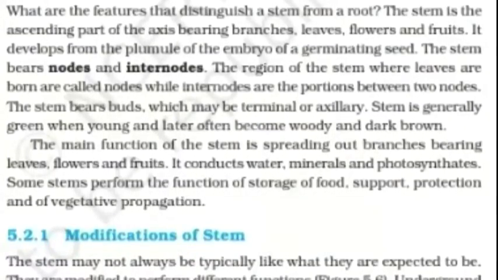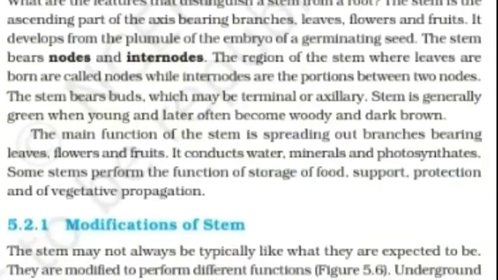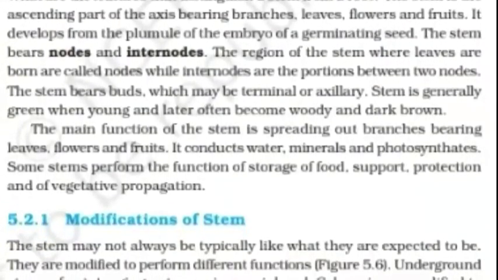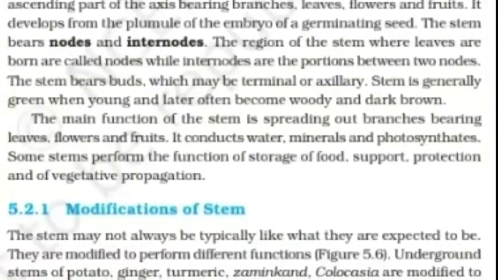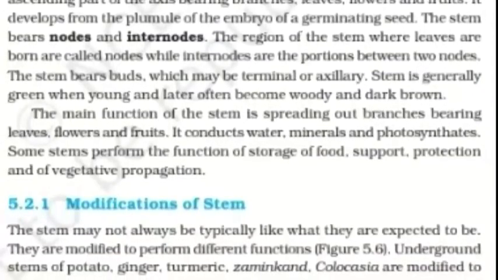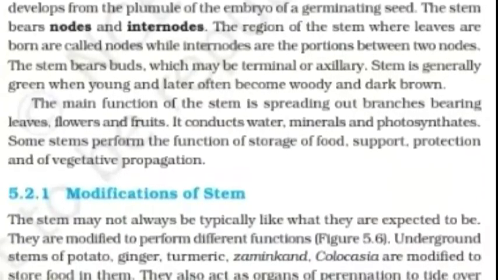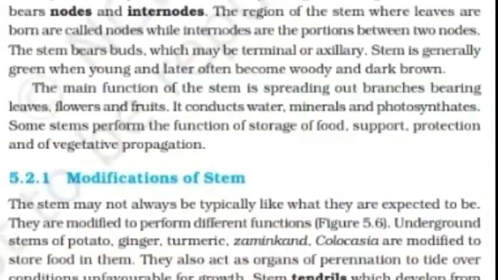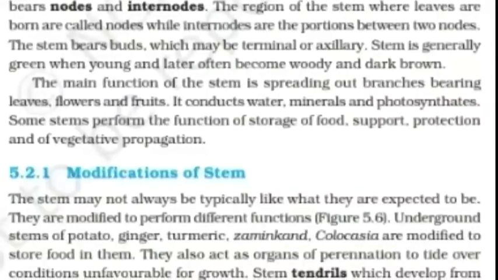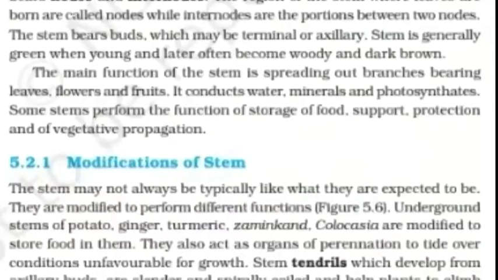The stem bears buds which may be terminal or axillary. Stem is generally green when young and later often becomes woody and dark brown. The main function of the stem is spreading out branches bearing leaves, flowers and fruits. It conducts water, minerals and photosynthates. Some stems perform the function of storage of food, support, protection and of vegetative propagation.